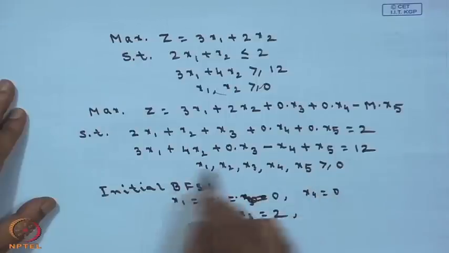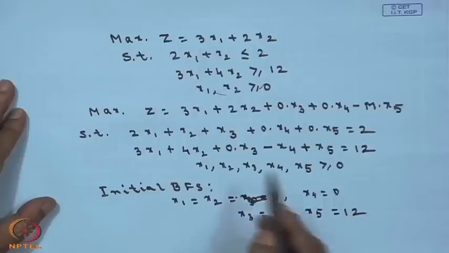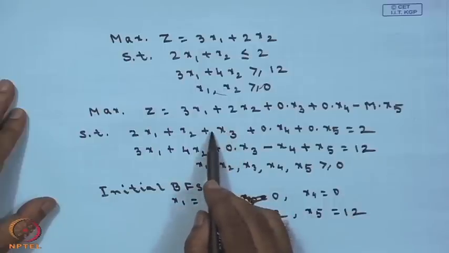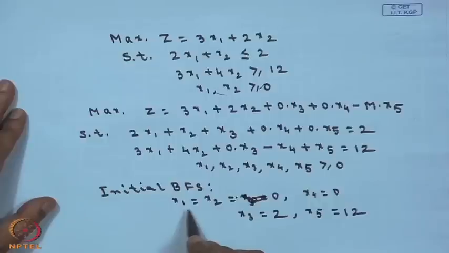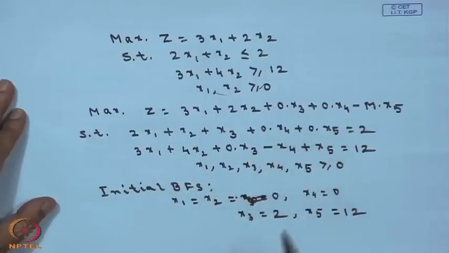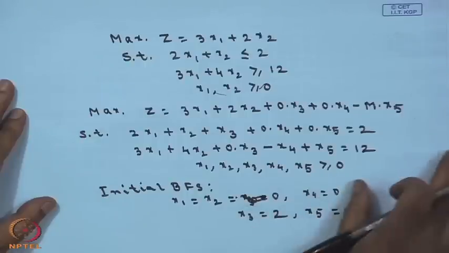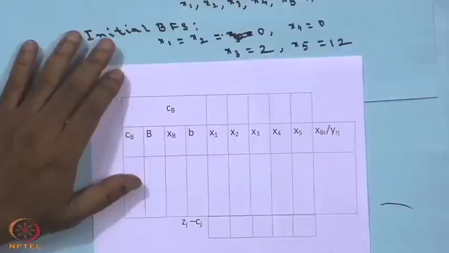Another one, from here you will obtain x5 equals 12, because if you see the coefficient of x1 is 1 here, here 0, for x5 it is 0, it is 1. So, they are forming the identity matrix. By making x1, x2 and x4 equals 0, you will obtain the identity matrix. So, by making these variables 0, your initial basic variables will be x3 and x5.